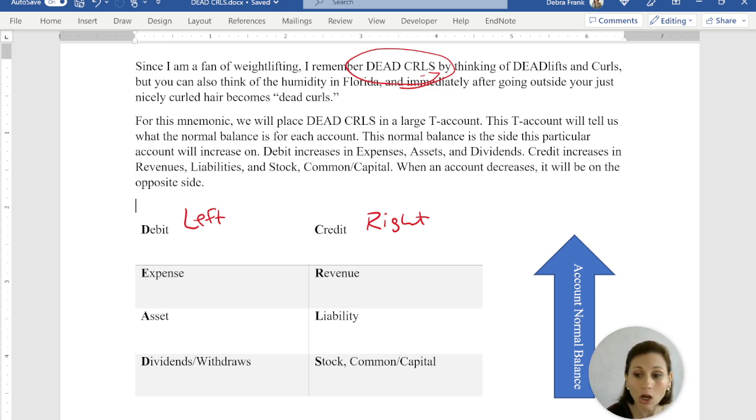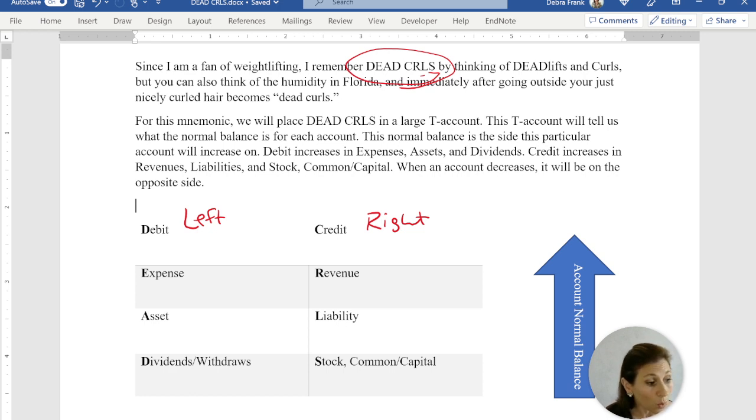If you're in college accounting, then instead of dividends, that word is withdrawal. So I have that written there as well. But we're learning financial accounting. If you were in college accounting, or sometimes I see it as accounting tools, that's sole proprietorship. So instead of dividends, they have the word withdrawals.